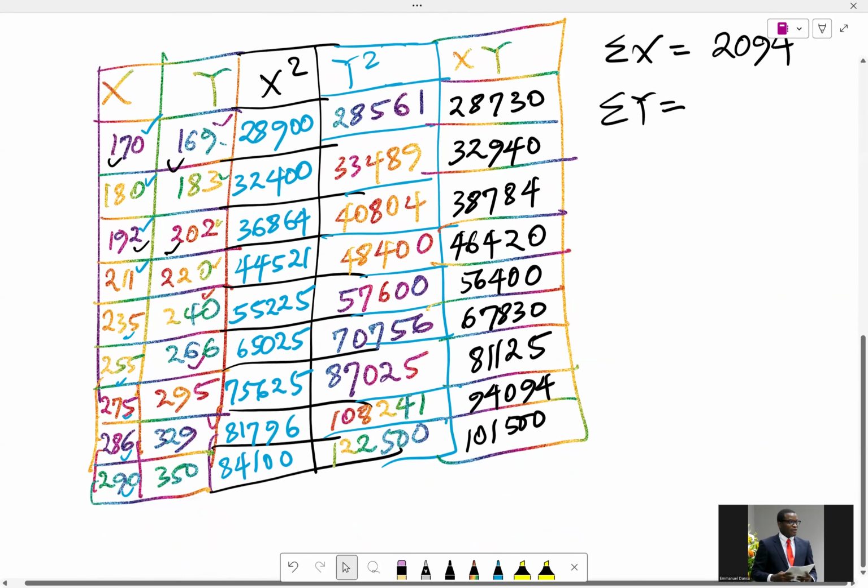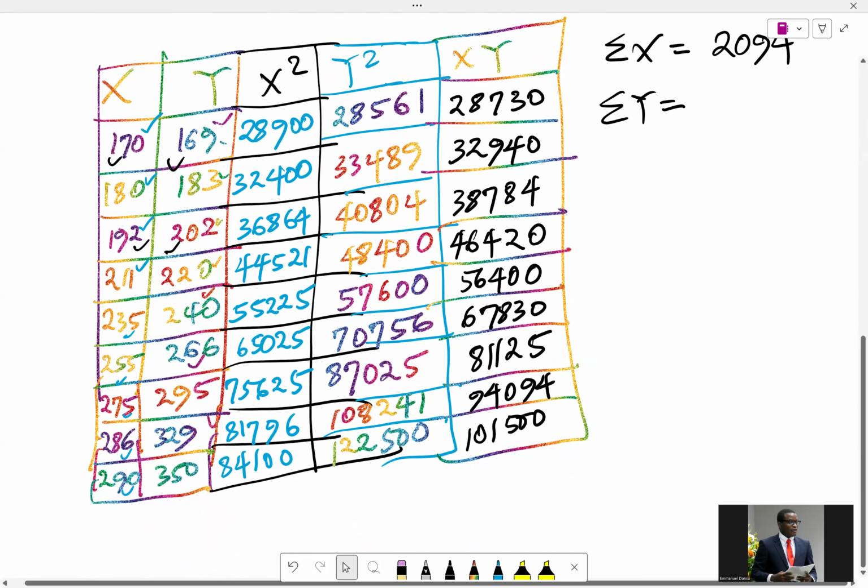Then summation y is next. So let's do that also. That's 169 plus 183 plus 202 plus 220 plus 240 plus 266 plus 295 plus 329 plus 350. Okay, I think that's in order. So we have 2254.